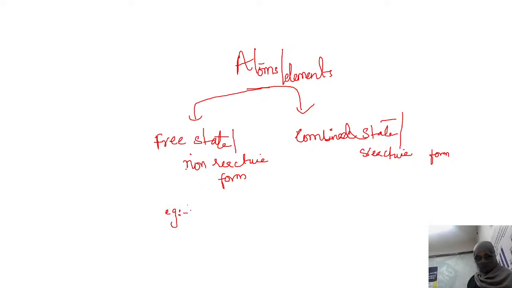Examples of elements which exist in free state are the noble gases like helium, neon, argon, krypton, xenon. All of them exist in free state, because they are noble gases, right?